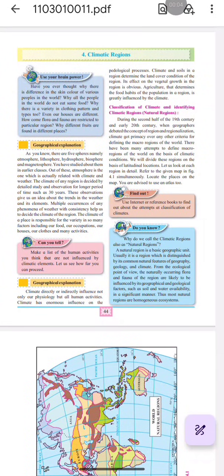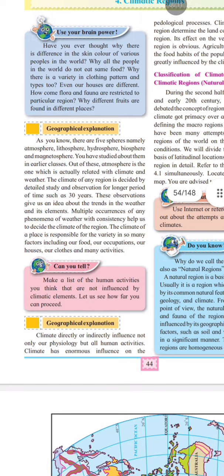Today we are starting with class 11 geography chapter number 4, climatic regions. So first, let's understand what exactly climate means. Weather tells us about the atmospheric conditions of a place for a short period of time, but climate means the long-term pattern of weather conditions of a region. Usually, climate is studied by observing weather conditions for a long period, about 30 years.